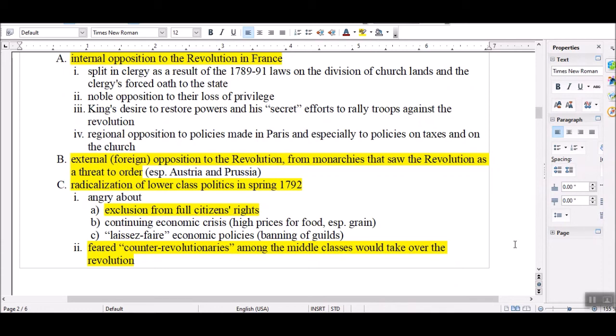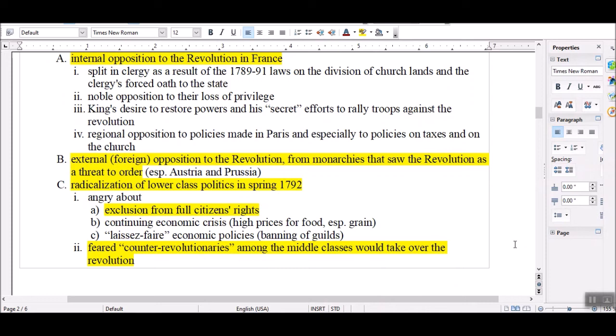And they were pushing for laissez-faire economic policies. The idea that the government should keep its hands off and allow the market to kind of just do what it does. This is pure capitalism, if you want to think of it that way. And the banning of guilds is absolutely not laissez-faire economic policy. That is very much the government taking an absolute hold. So they're not thrilled with that.